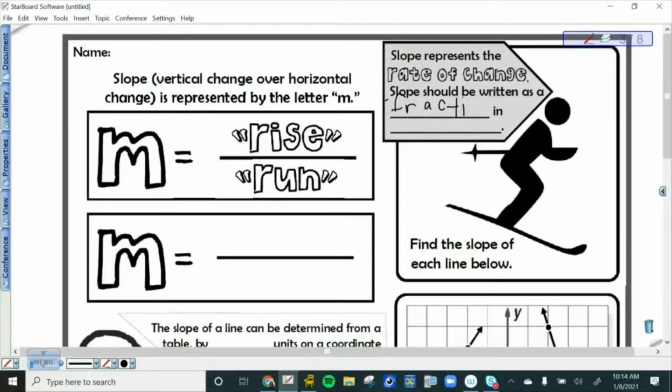Like I said yesterday, I'm getting used to this. So I'm sorry, my handwriting is really bad. That says fraction. Can you all read that?